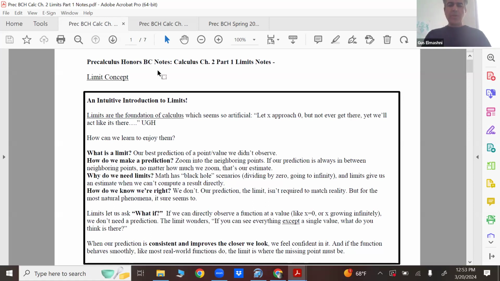So, intuitive introduction to limits. Limits, guys, quiet, are the foundation of calculus.